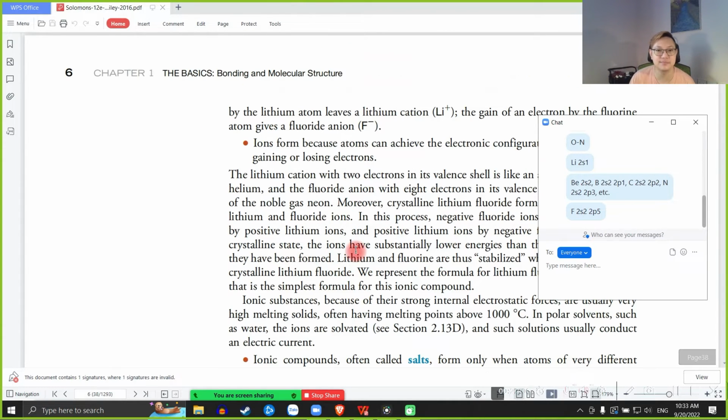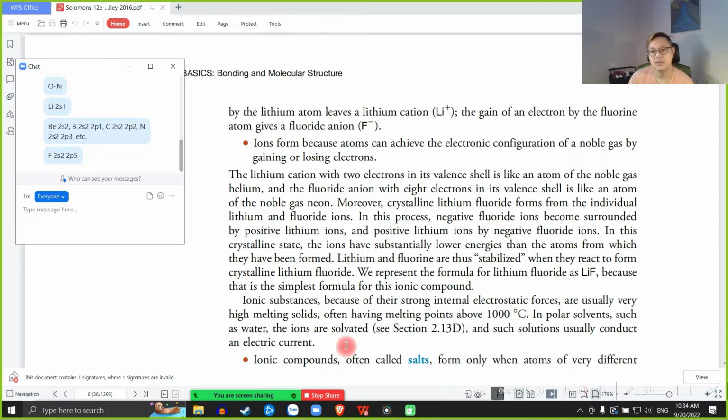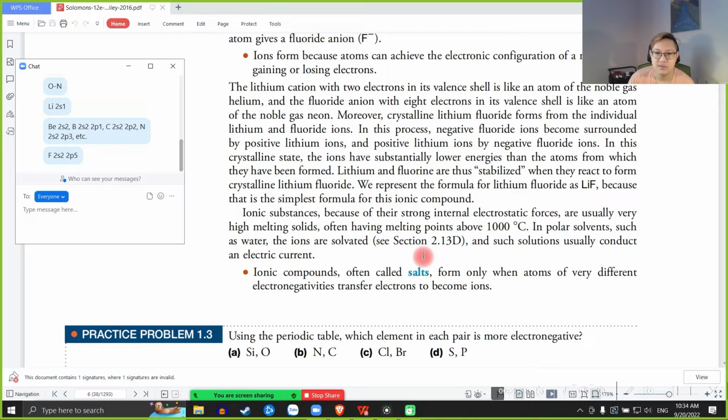All right, let's move on. So this is the formation of salt ions. They said ionic compounds, often called salts, form when atoms of very different electronegativities transfer electrons to become ions. Let's say something very low and something very high in electronegativity. They form cations and anions. So when they get together, they are salt.